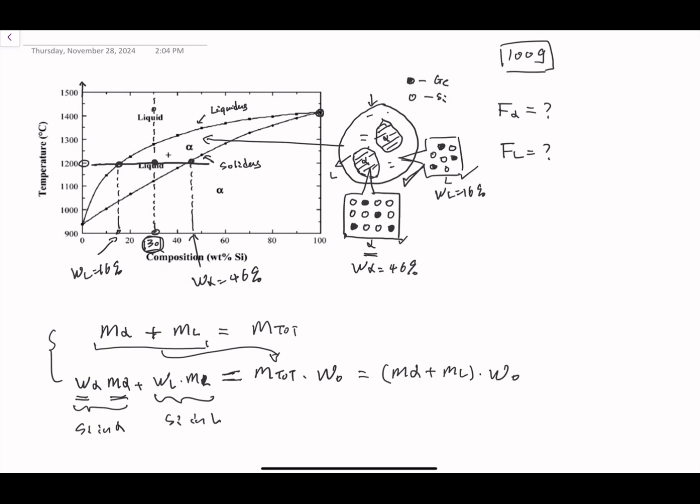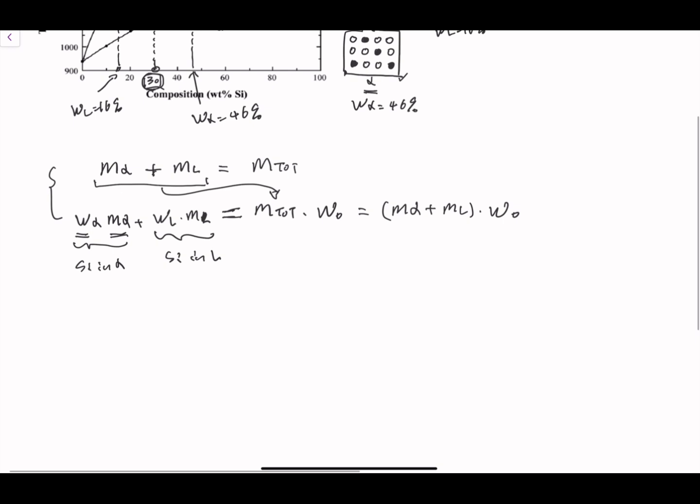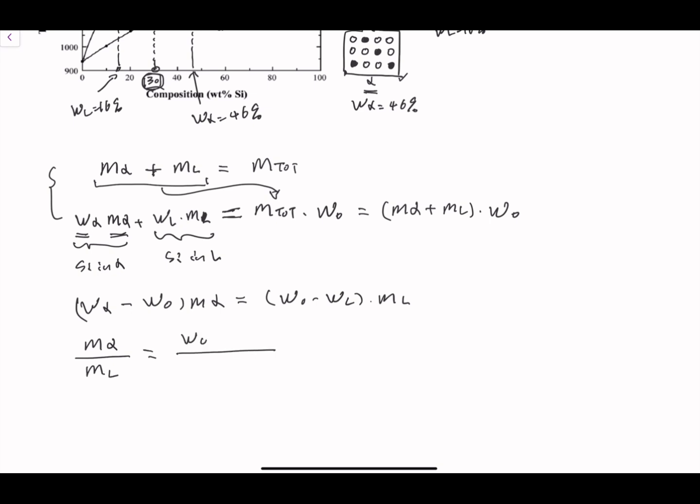And then multiply by omega naught, right? And then we can rearrange the terms a little bit. We can basically arrange all the terms associated with the mass of the alpha phase on one side. So this is going to be the mass of the alpha phase, and then we can arrange the mass of the liquid phase on the other hand. This is the mass of the liquid phase. So this allows us to write down this very interesting relation, which is the ratio between the mass of the alpha phase and the mass of the liquid phase is given by this.